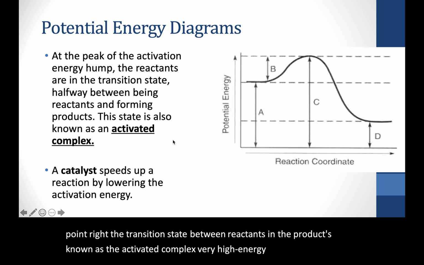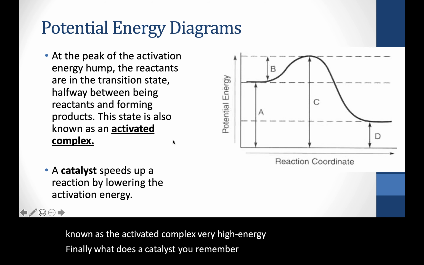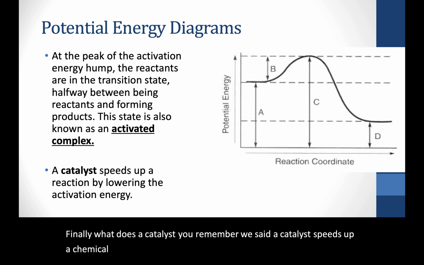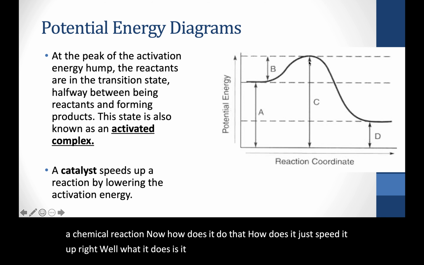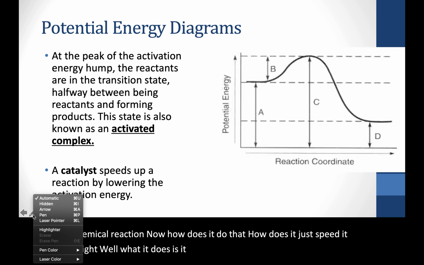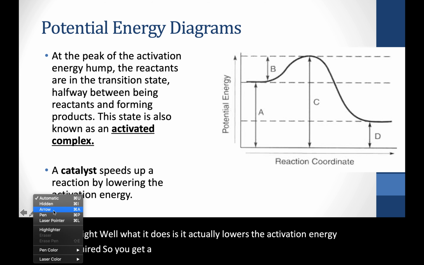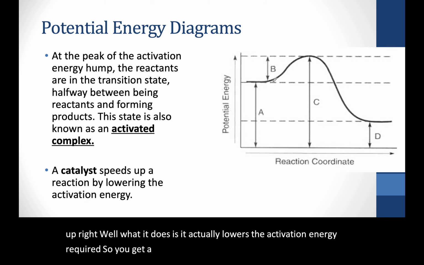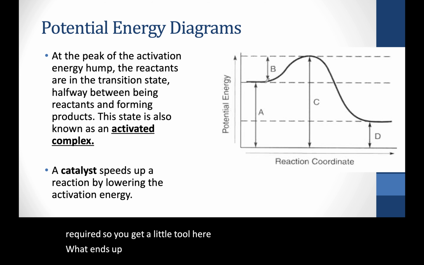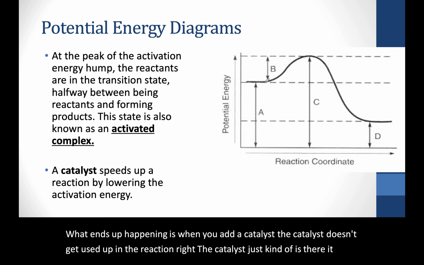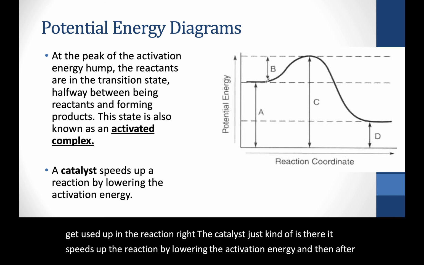Finally, what does a catalyst do? Remember we said a catalyst speeds up a chemical reaction. Now, how does it do that? How does it just speed it up? Well, what it does is it actually lowers the activation energy required. So you get a little tool here. What ends up happening is when you add a catalyst, the catalyst doesn't get used up in the reaction. The catalyst just kind of is there. It speeds up the reaction by lowering the activation energy, and then after the reaction's done, the catalyst is still there. It's not part of the reaction.